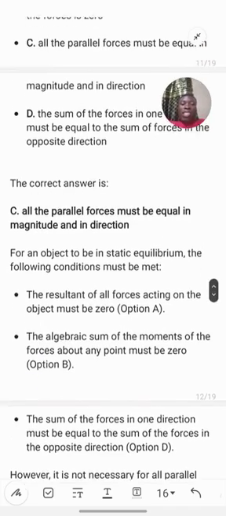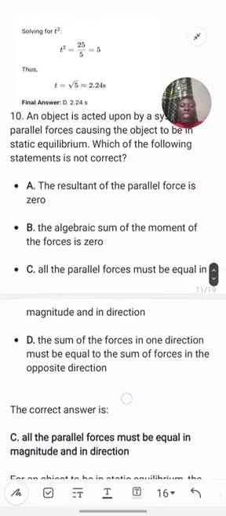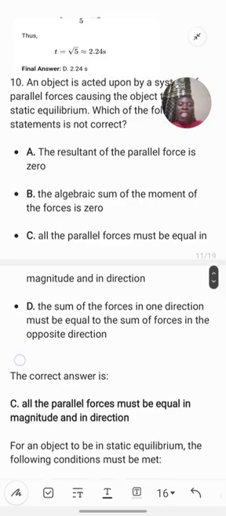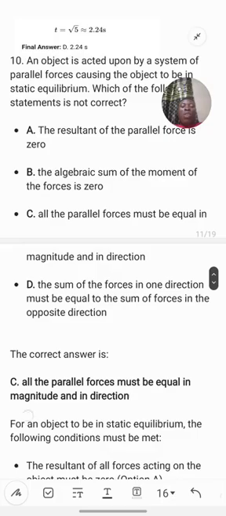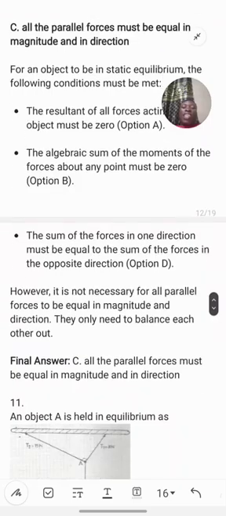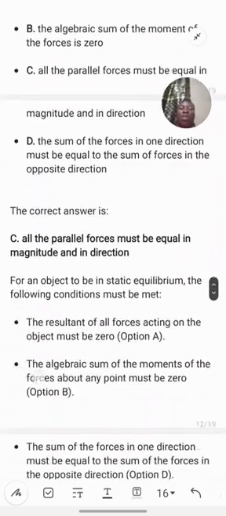Then the incorrect option here is that all the parallel forces must be equal in magnitude and direction. No, they may not be equal in both magnitude and direction. It is not necessary. In fact, they only need to balance each other out. They don't have to be equal. So that will be option C.